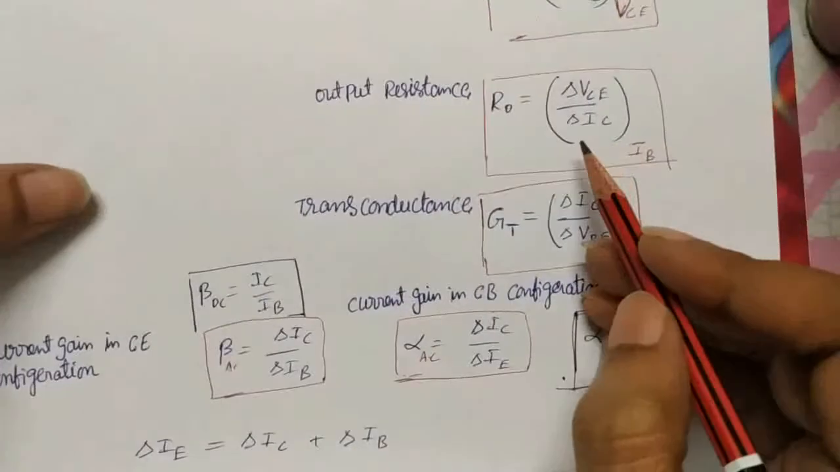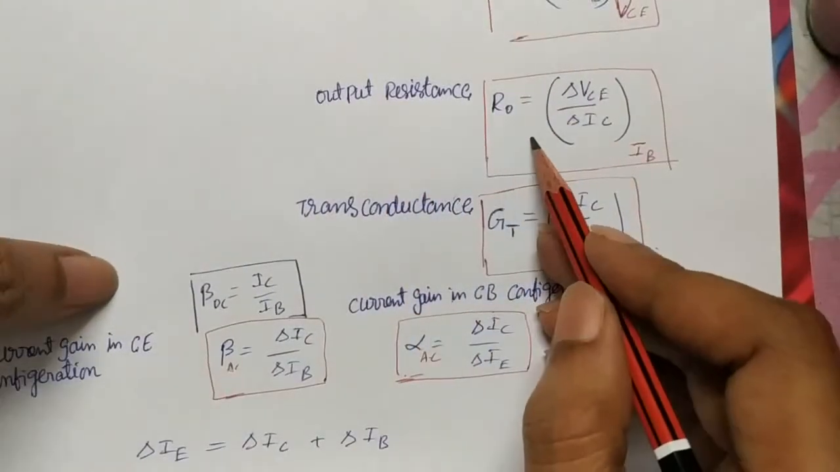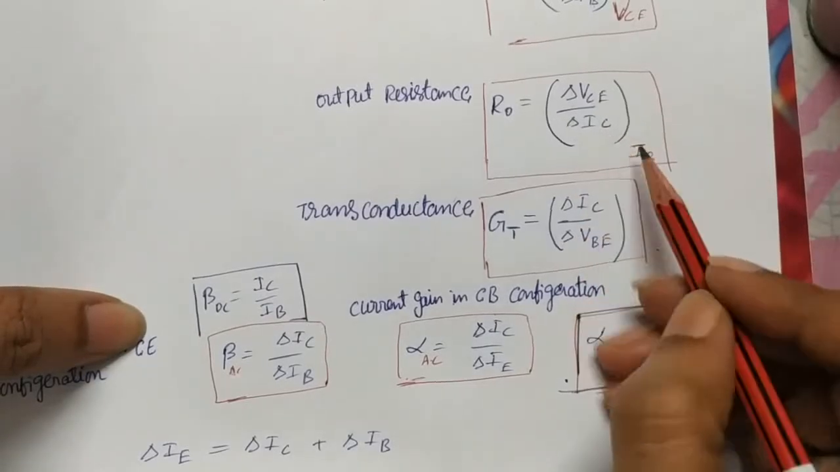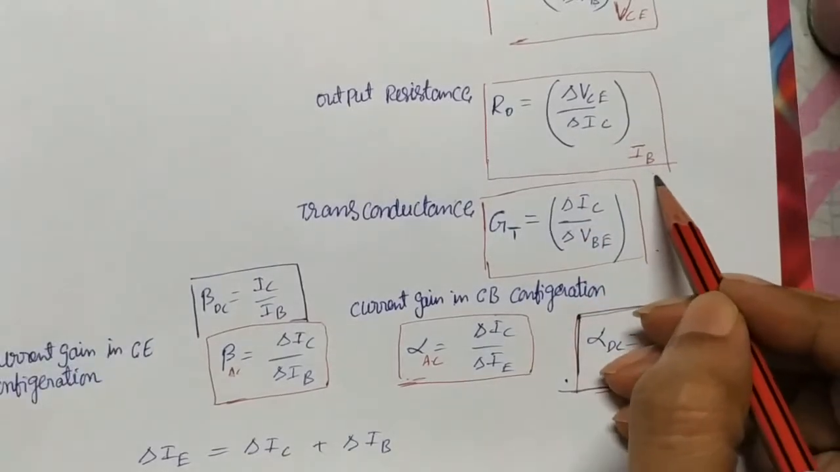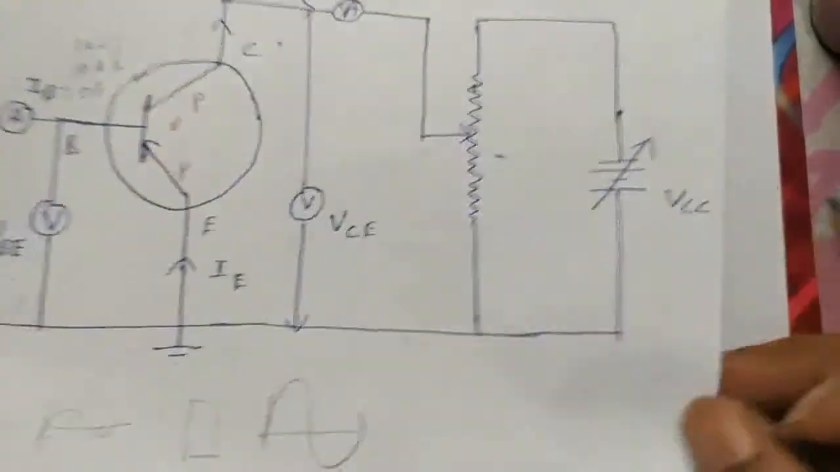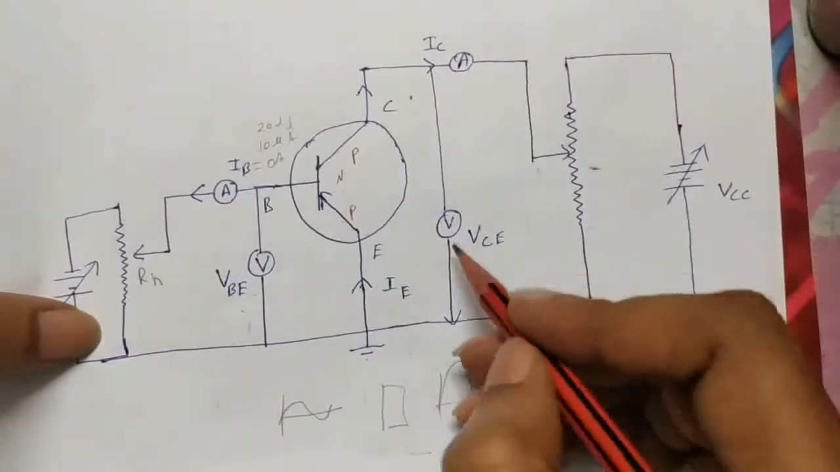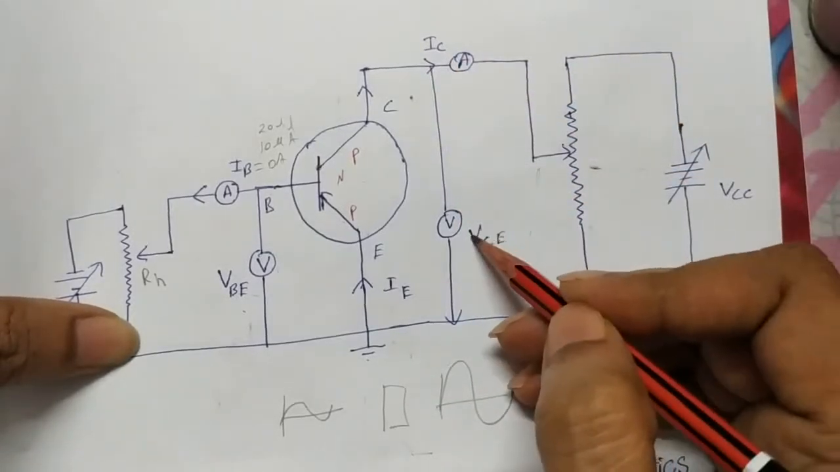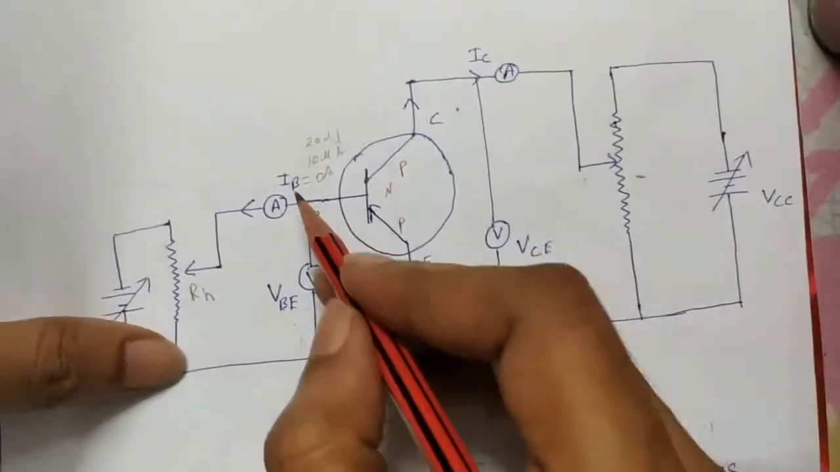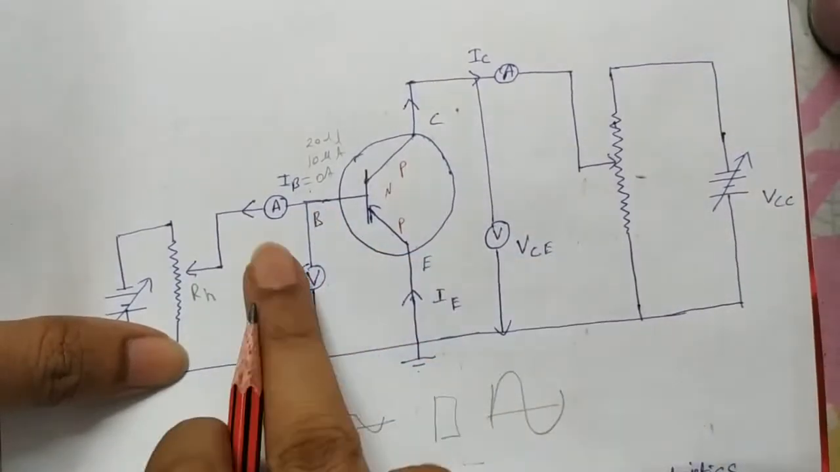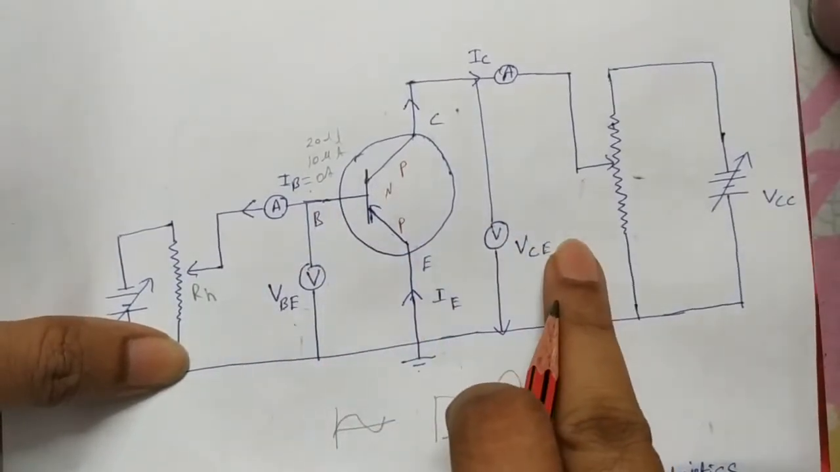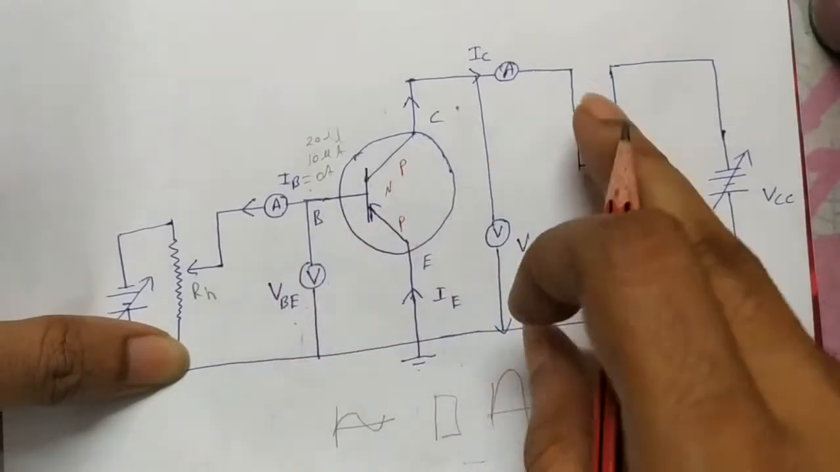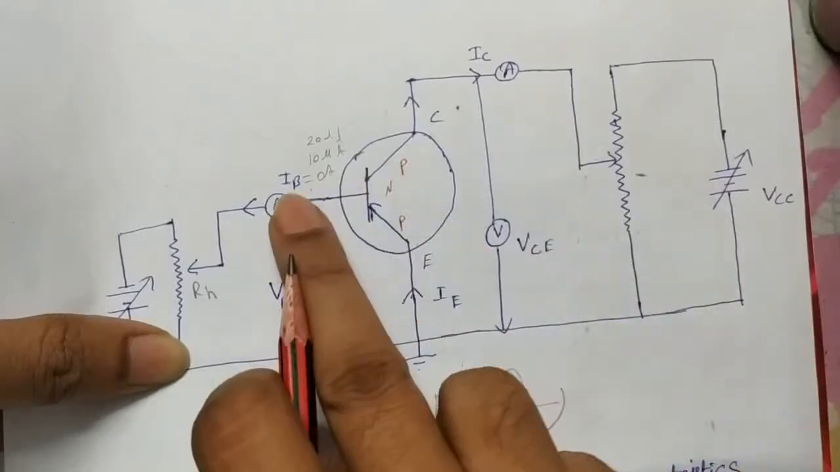Similarly, the output resistance. What is output resistance? Change in output potential by change in output current, keeping input current, the base current, constant. You see that. Output resistance is output voltage by output current, potential VCE by IC, keeping IB constant. When you are defining input resistance, keep the output voltage constant. When you are defining output resistance, keep the input current constant.